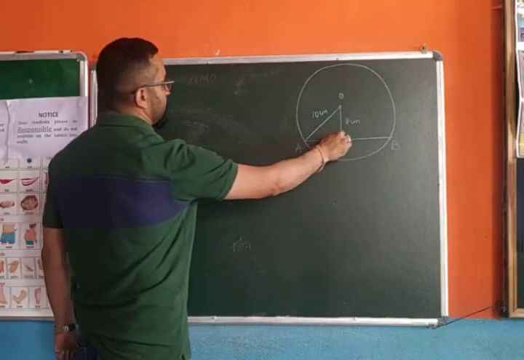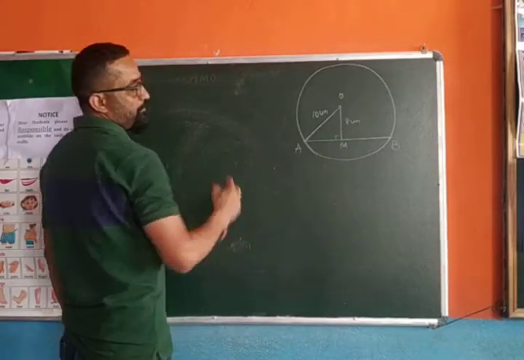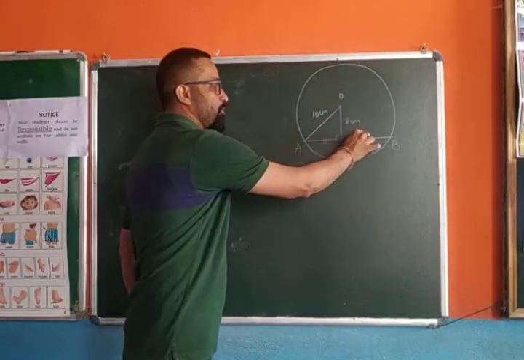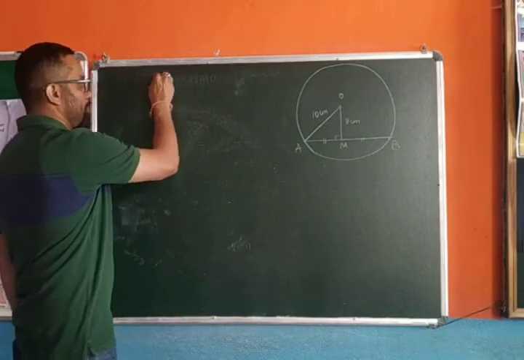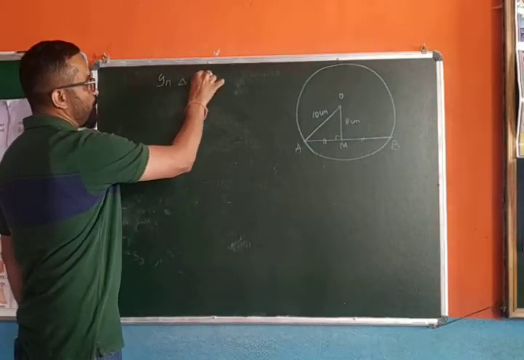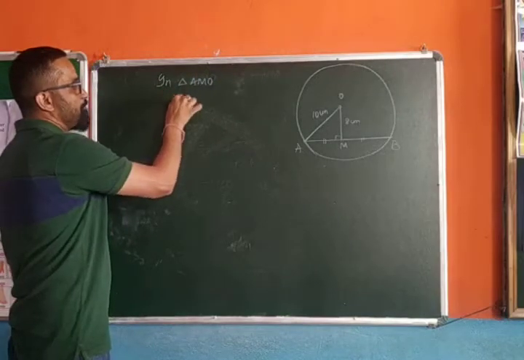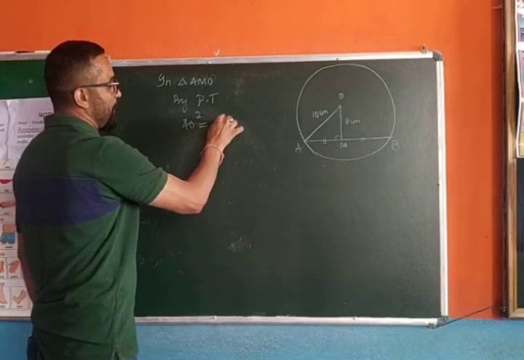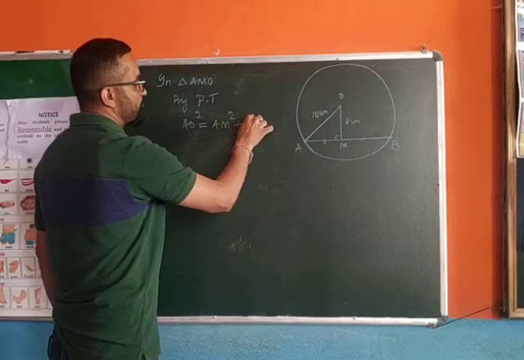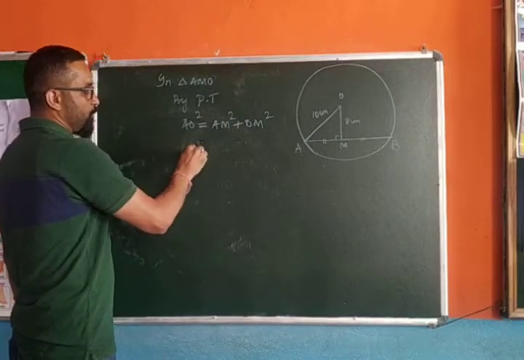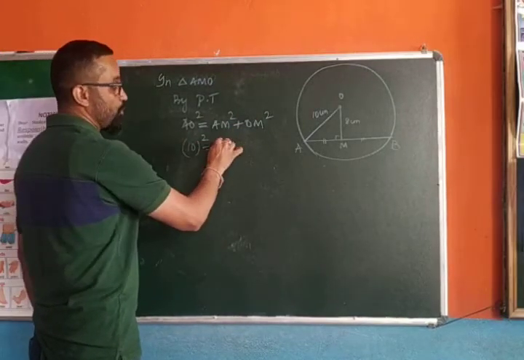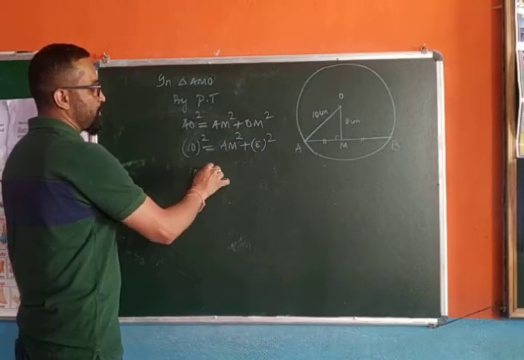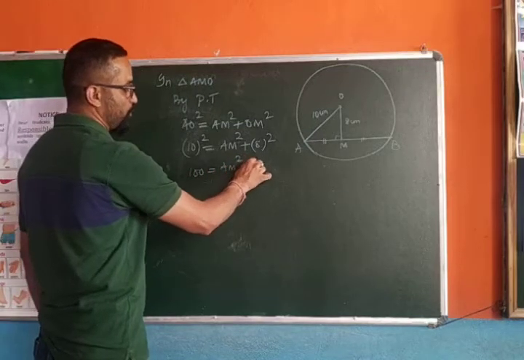So again we use the theorem. A line drawn from the center is always perpendicular and divides the chord in equal halves. In triangle AMO, by Pythagoras theorem, AO squared is equal to AM squared plus OM squared. 10 whole squared is equal to, we do not know AM, 8 squared. 100 is equal to AM squared plus 64.